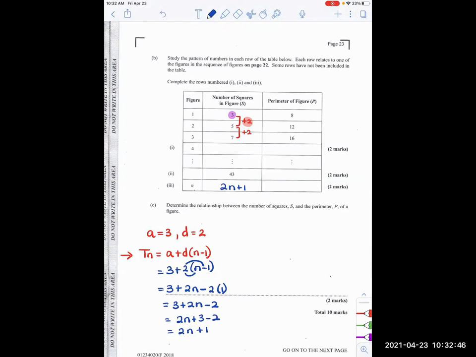Let us take a few minutes and see if the perimeter has the common difference. So what is the difference between 12 and 8? 4. What is the difference between 16 and 12? 4. So is the amount the same? Yes, miss. So A is 8 and D is 4. Follow the same steps and find the formula for me for this column. So go ahead.